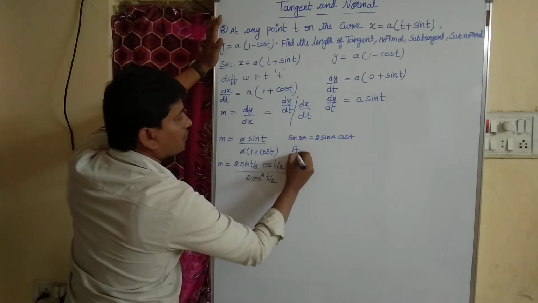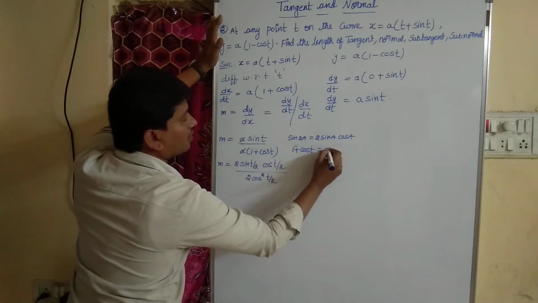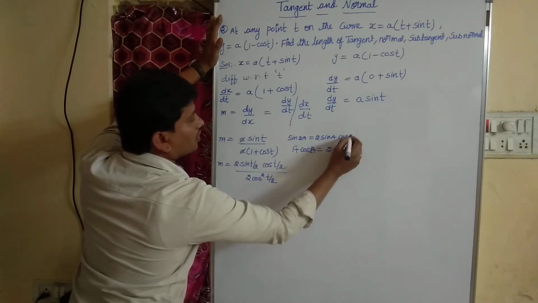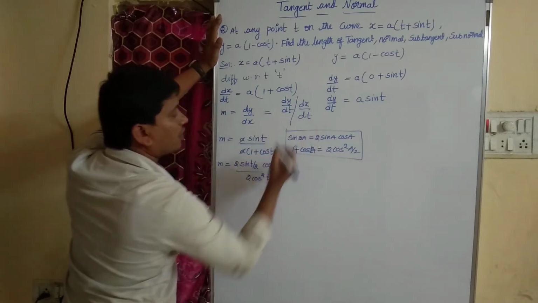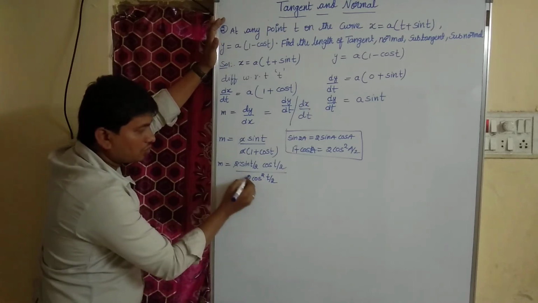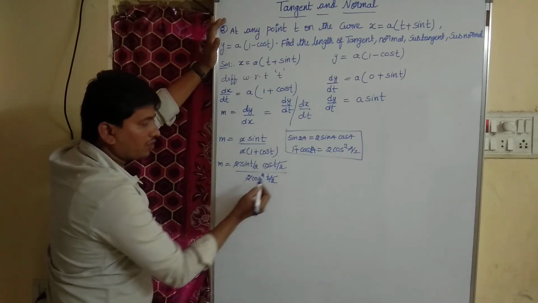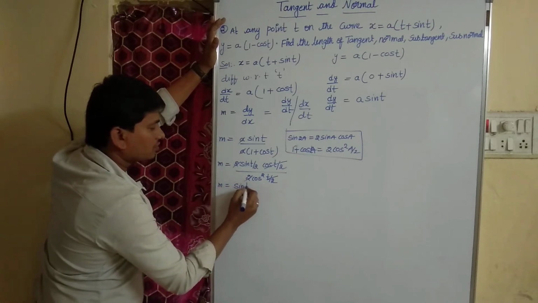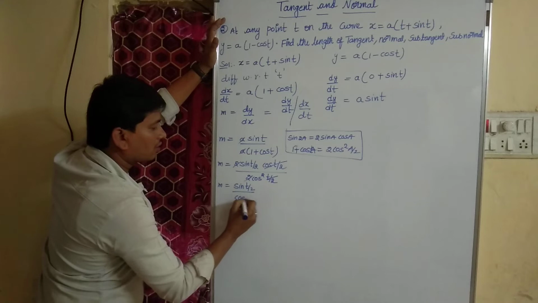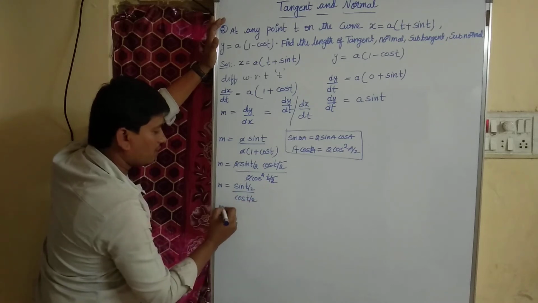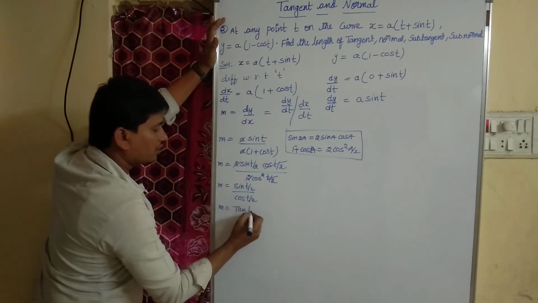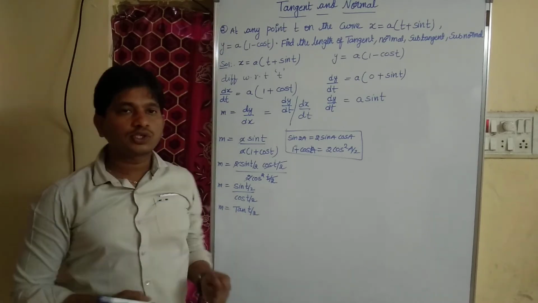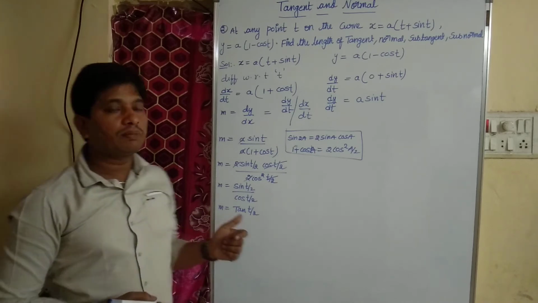So what is the formula of 1 plus cos t? 1 plus cos a formula is 2 cos square a by 2. Here we are using these two formulas. So 2 gets cancelled, 1 plus cos t by 2 gets cancelled. So m equal to sin t by 2 by cos t by 2. So sin by cos is nothing but tan. So what we got, children? We got the slope m equal to tan t by 2.